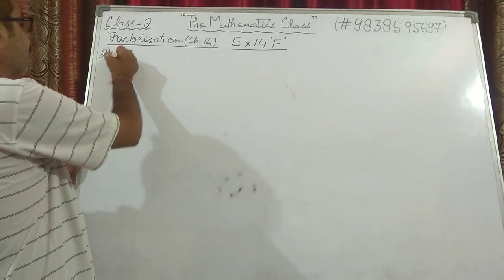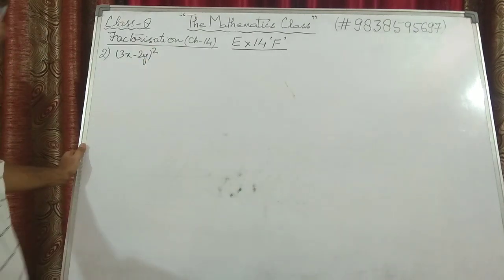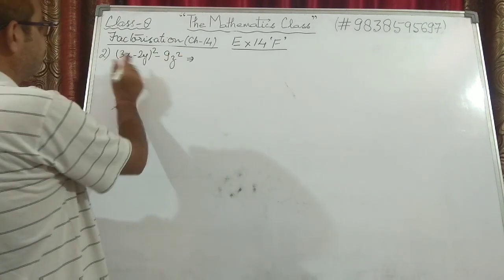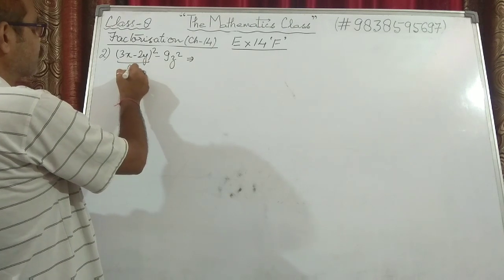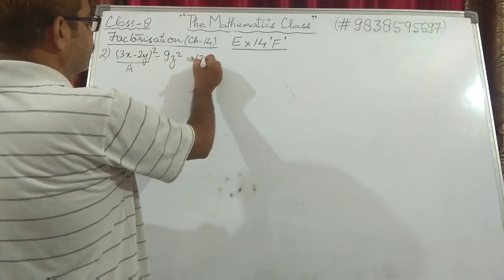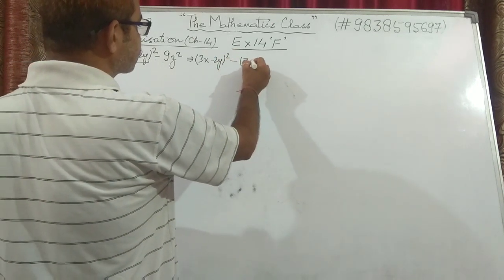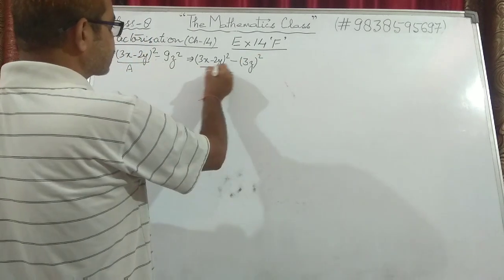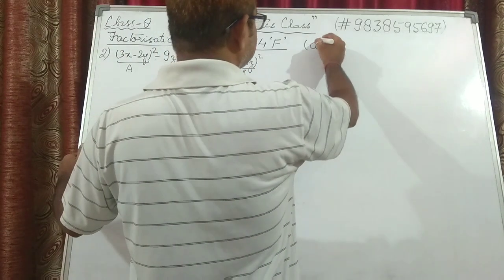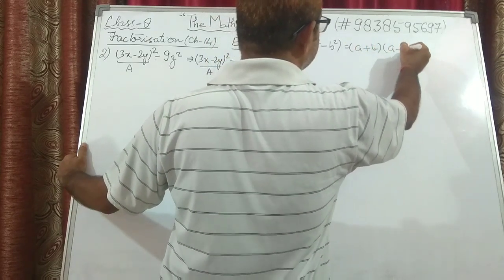It is 3x minus 2y whole square minus 9z square. Now you can see, if we consider this as a, this is already in the form of a square. Minus 9z square has to be converted, so we can write 3x minus 2y whole square, that was a, 9 can be written as 3 square and z square can be written as z whole square. Now this has converted into a square minus b square, and we know that a square minus b square is equal to a plus b times a minus b.